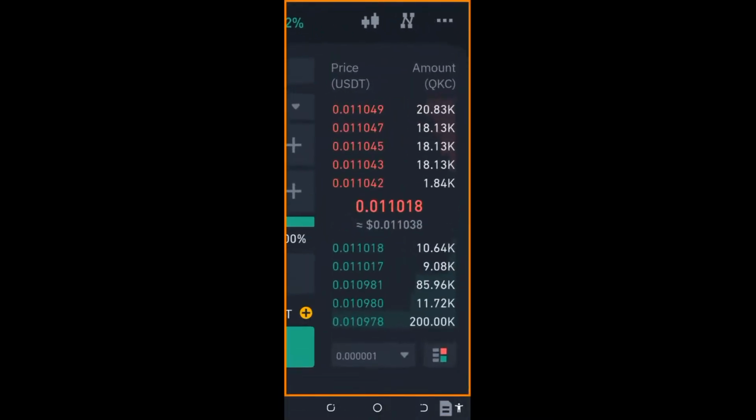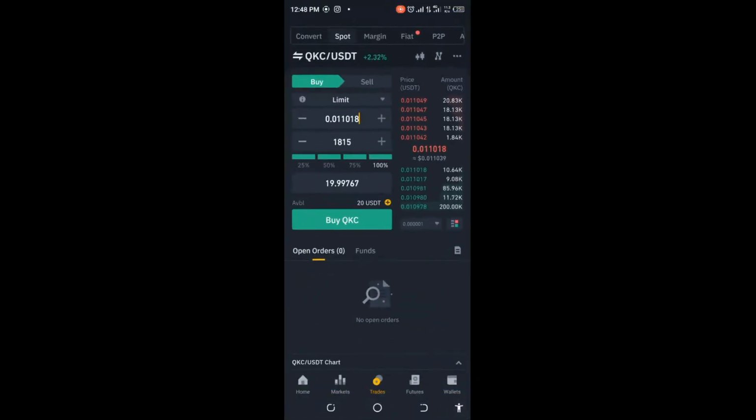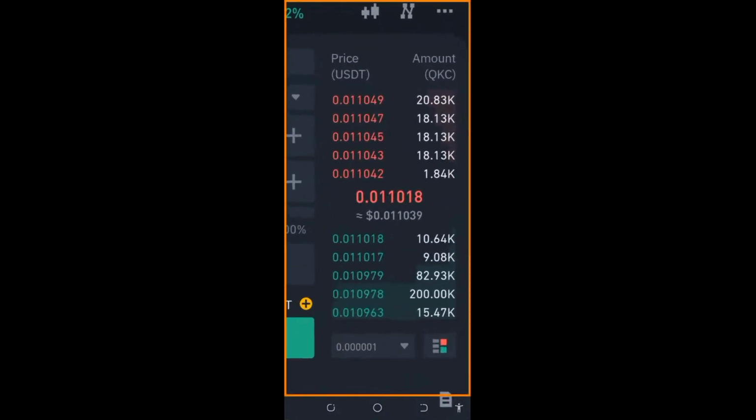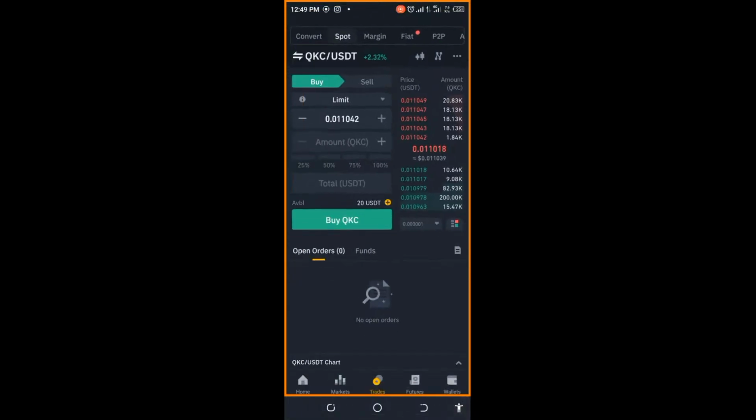Now let's take a look at this. If you see here, we have 1,840, which is still okay. So it's still on the amount that we want to buy. But because we want to get it bought immediately, let's tap on this. Let me go back and try something. Let's tap on that first red. You can see that the price is higher than it actually is. The price is 0.011042. But the current price that's showing us is 0.011018. So you can see that it's higher here.